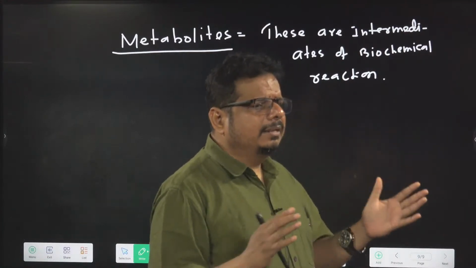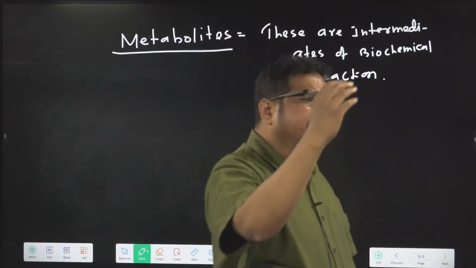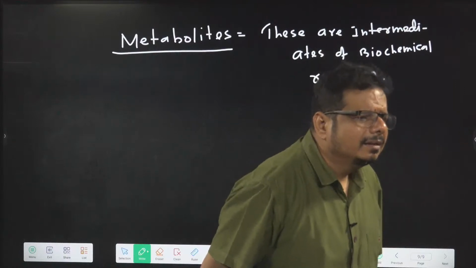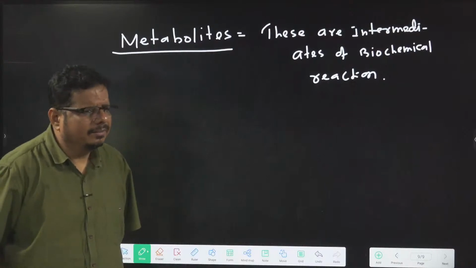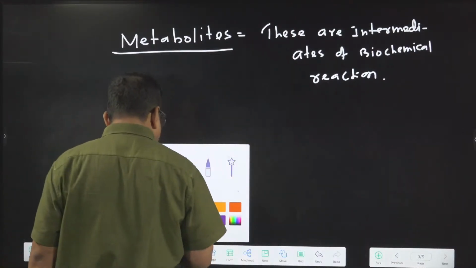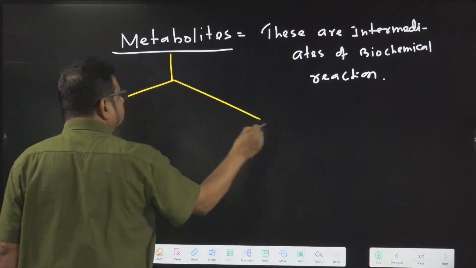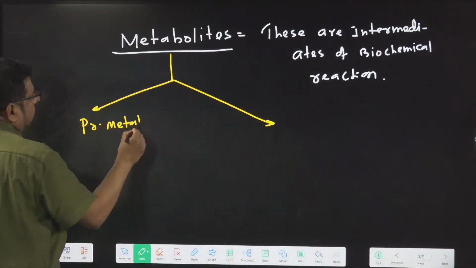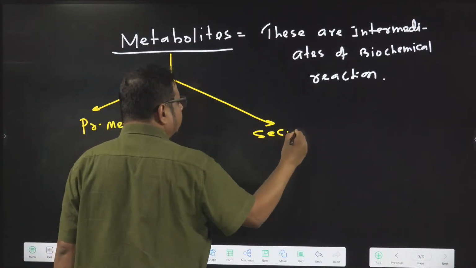In a reaction which occurs in your body, two types of reaction occur. One is anabolism, another is catabolism. So during anabolic reaction and catabolic reaction, the different intermediates produced are called what? Basically metabolites. Even you can call the end products or intermediates of a metabolic reaction metabolites. Right. So if we talk about these metabolites, it is of two types. One is primary metabolite and another one is secondary metabolite.